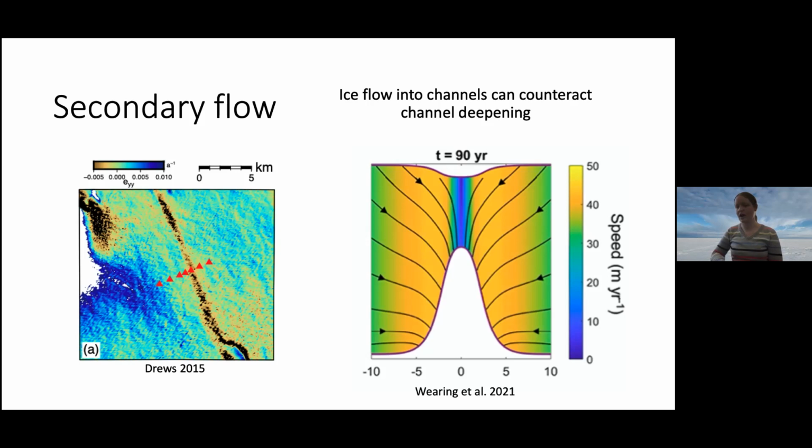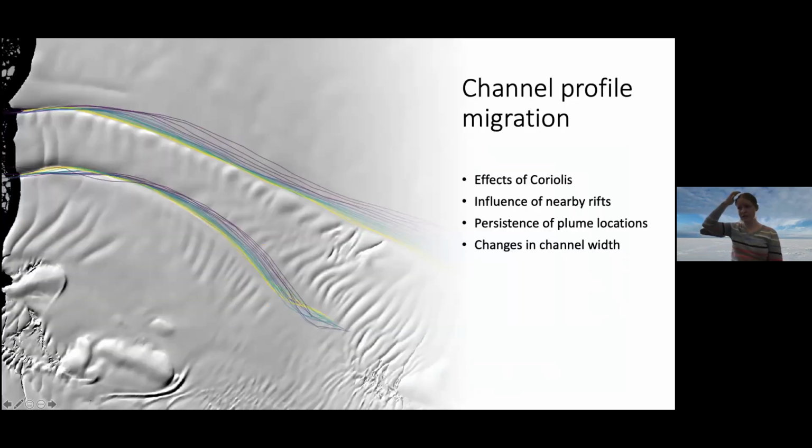So that's an interesting relationship between those two processes that there's a lot more to explore. We're also just in the early stages of trying to understand how channel profiles change over time. There's a lot that goes into this, a lot of time spent tracing channels on ice shelves, but we see these channels migrating, and they change shape over time. Coriolis is a player in this, which I'll talk more about in a minute. There are interesting interactions with nearby rifts. So all sorts of interesting things that we haven't yet explored in detail, but are worth looking into.